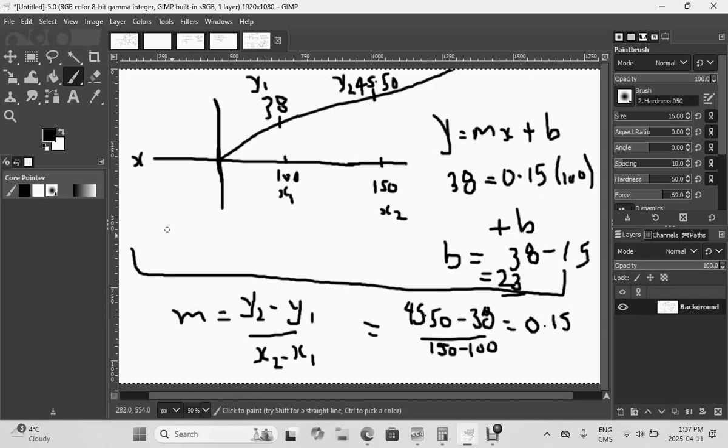So y equals mx plus b, your equation, will be y equals 0.15x, your slope, which means you're being charged 15 cents for every minute of usage, plus your monthly plan fee, which is $23. This will be your equation.